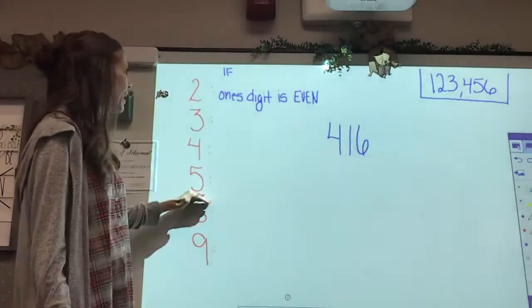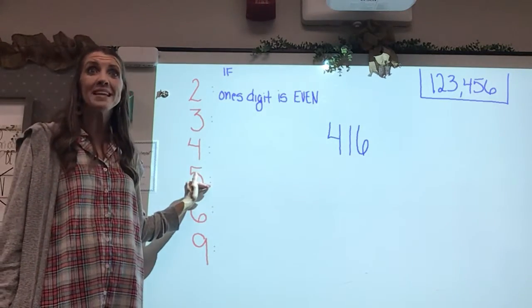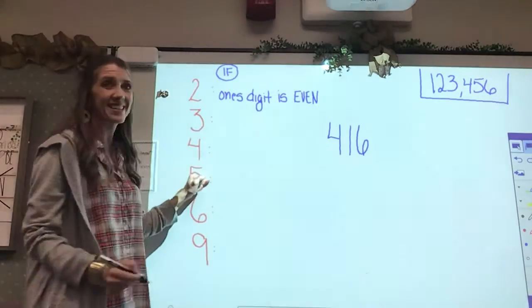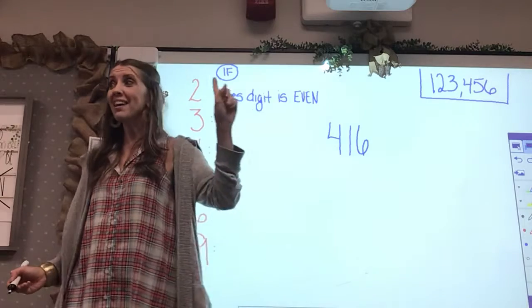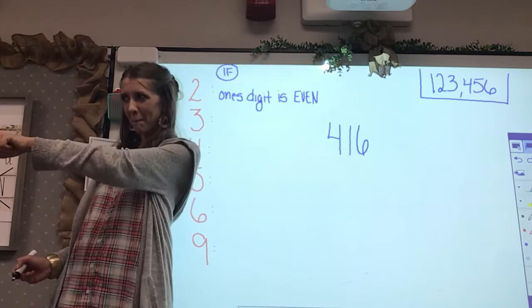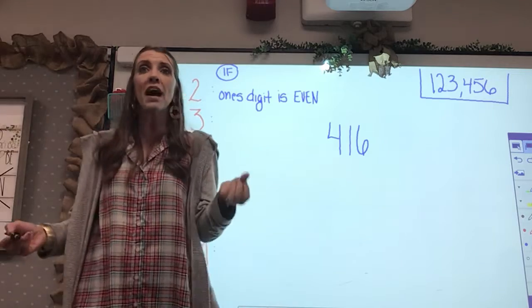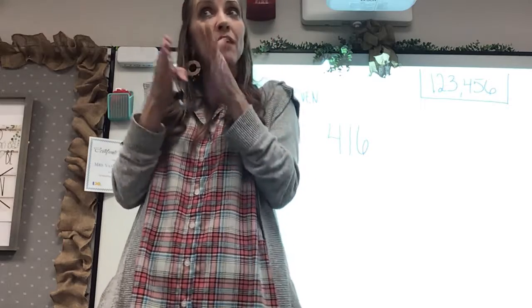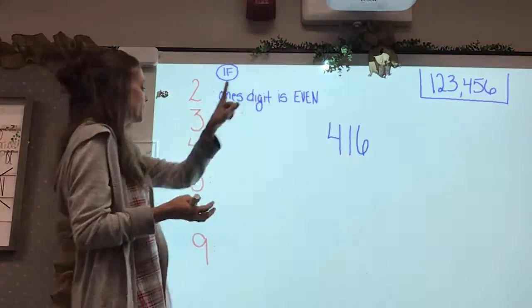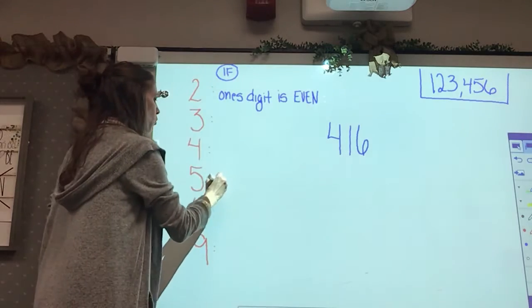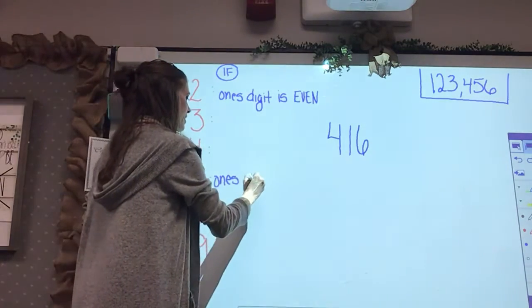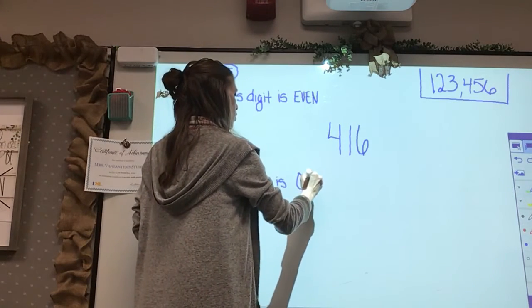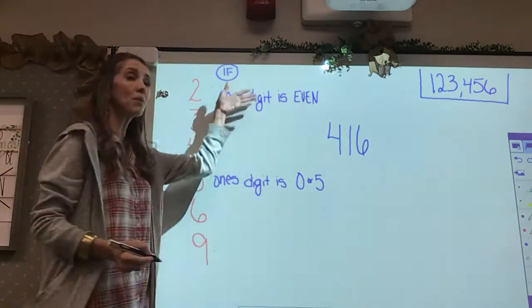Let's skip down to 5. You know that a number is divisible by or evenly divided by 5 if what? It ends in 5 or 0. Yes, if it ends in 5 or 0, right? Because multiples of 5 are like 5, 10, 15, 20, 25. They either all end in 5 or 0. So you know a number is divisible by 5 if the ones digit is 0 or 5. Good.